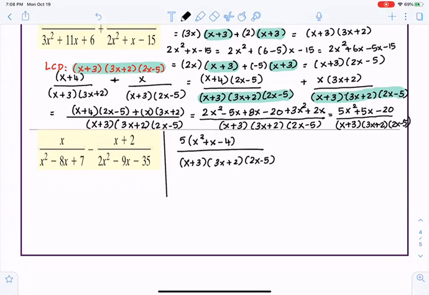That cannot be simplified further. In other words, I can't factor the numerator. We have to come up with two numbers. If we add, we get x. If we multiply, we get negative 4. I don't think those two numbers are feasible. So that is the final answer. That's the best that we could do.